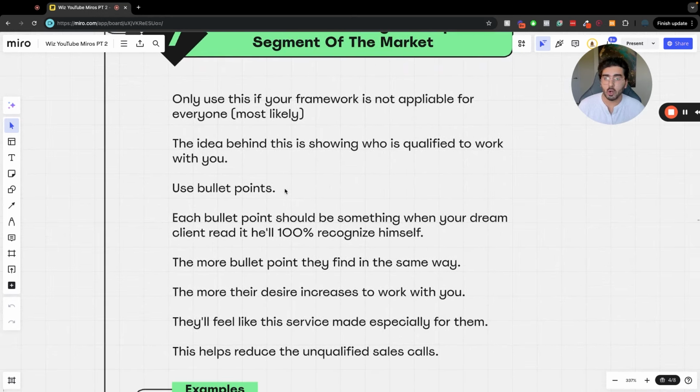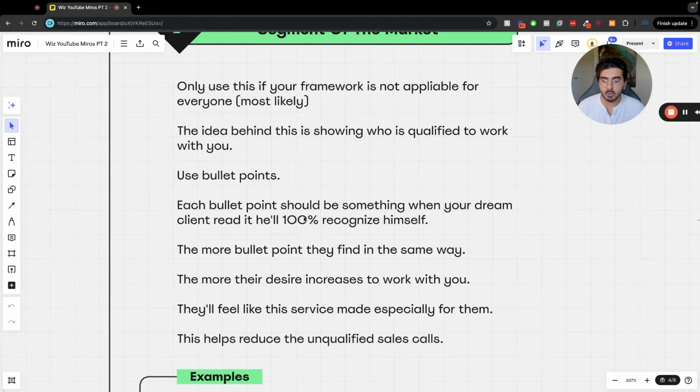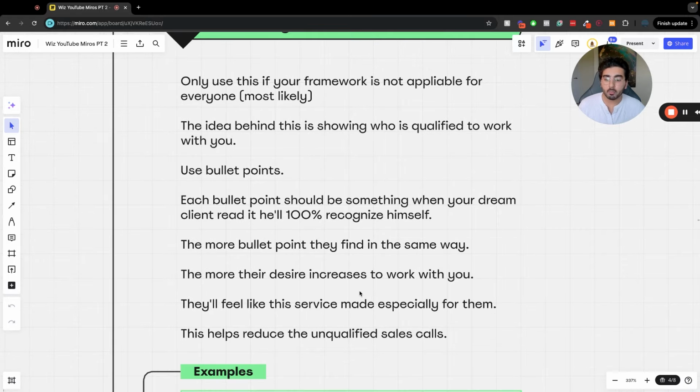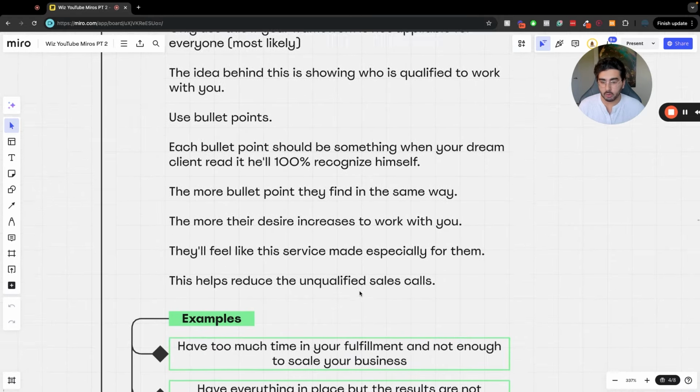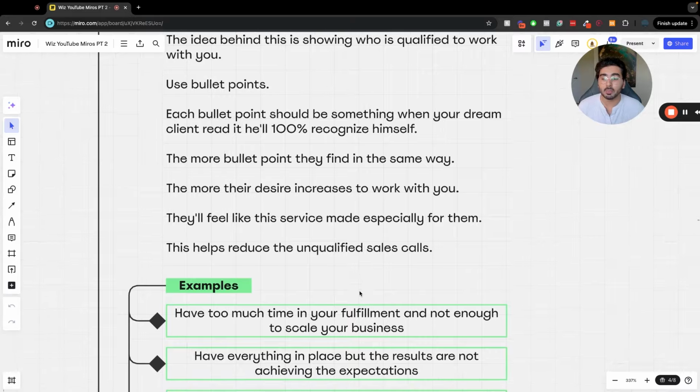The idea behind this is showing who is qualified to work with you. So if you're paying for traffic or you're getting organic traffic, you don't want to get BS people booking calls with you. That's a waste of your time. Each bullet point should be something when your dream client reads, they will 100% recognize themselves. The more bullet points they find in the same way, the more their desire increases to work with you. They feel like the service was made specifically for them.